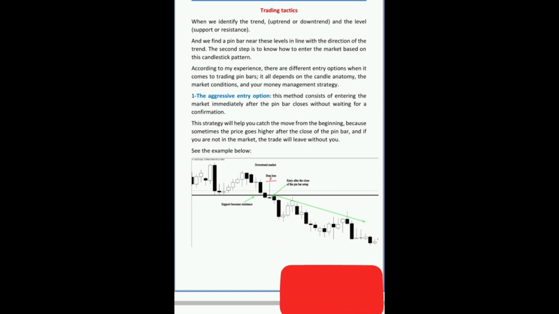Trading tactics: when we identify the trend, uptrend or downtrend, and the level, support or resistance, and we find a pin bar near these levels in line with the direction of the trend. The second step is to know how to enter the market based on this candlestick pattern.